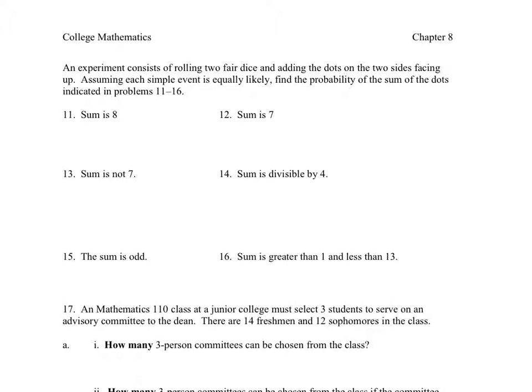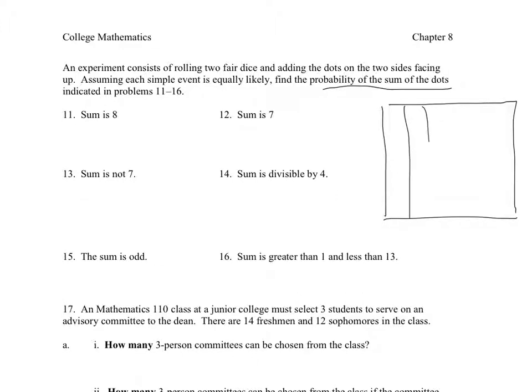Now, I will tell you, it is possible to compute these without drawing a little grid or table to help you out, but I think you're going to find anytime it's asking you about the probability of the sum of dots on 2 dice, I would do this. I would draw a 6 by 6 grid. So I'm going to make 6 columns and I'm going to make 6 rows.